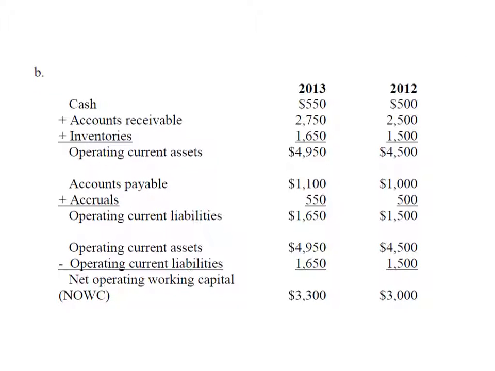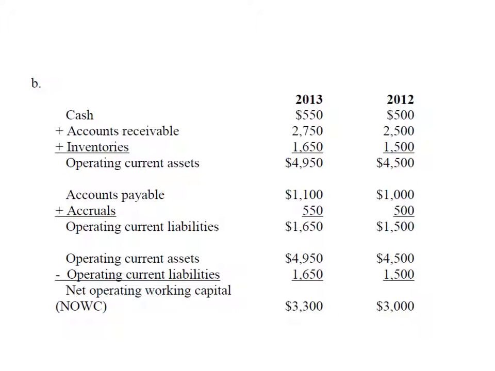Last year, we have the operating current assets as cash, accounts receivable, and inventories. So the total is this much. Also from the balance sheet, we can find the accounts payable and accruals, so the operating current liabilities is 1,500. Notice here we do not include notes payable as part of the operating current liabilities. The difference between the operating current assets and the operating current liabilities for 2012 is 3,000.